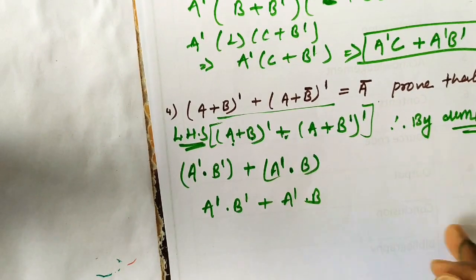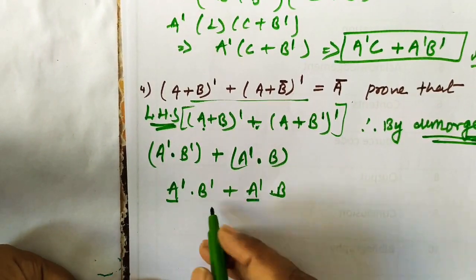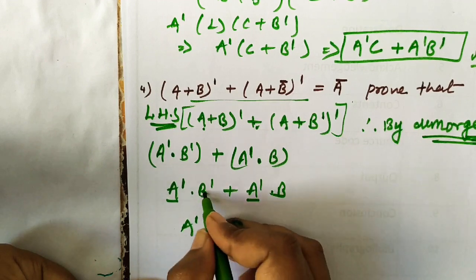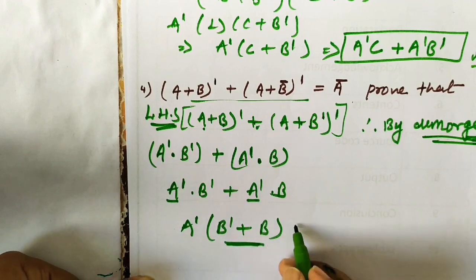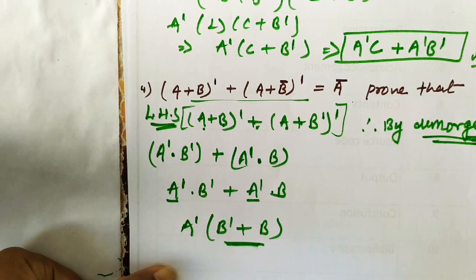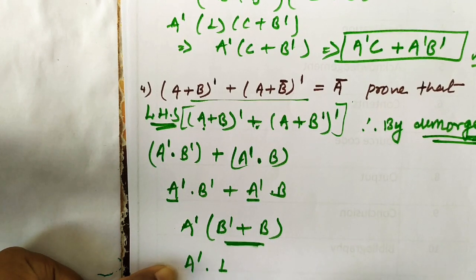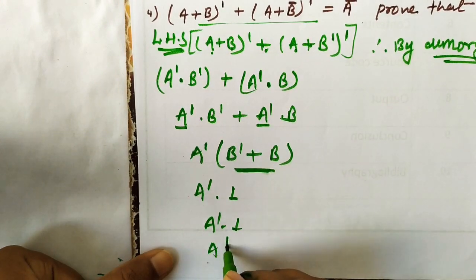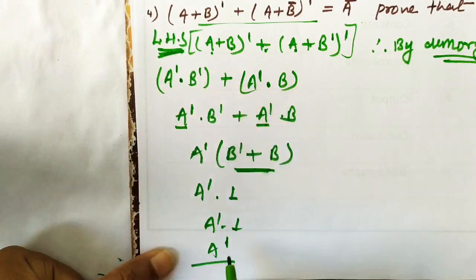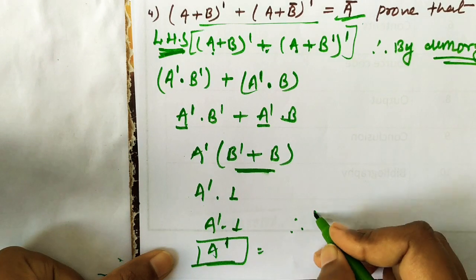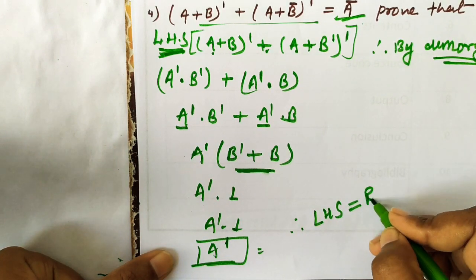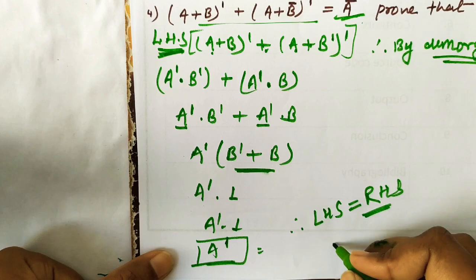In these two terms there is one common value. The one common value is a'. So we take common value a', and the value that is left is b' plus b. So what is the value of that? Again we use the complementary law. The complementary law means b' plus b is 1. Then a' into 1 is a'. So the LHS part is converted into a', equal to the RHS part. So here we write LHS part equal to the RHS part, and hence proved.